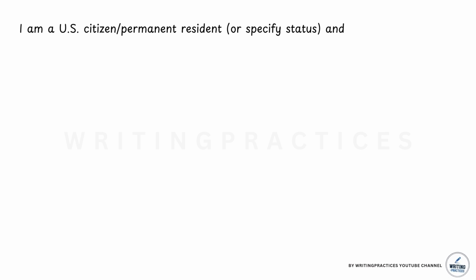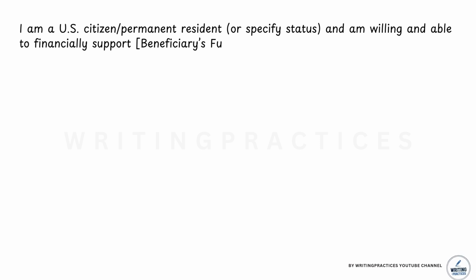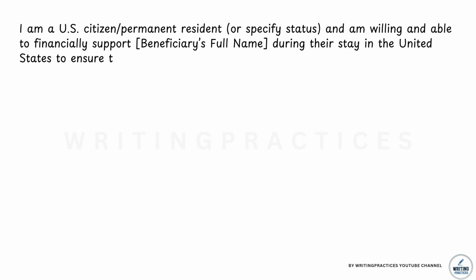Body paragraph 1. Commitment to support. In this paragraph, you affirm your ability and willingness to financially support the beneficiary. Specify your immigration status to establish your eligibility to provide this support. For example, I am a U.S. citizen or permanent resident, or specify status, and am willing and able to financially support beneficiary's full name during their stay in the United States to ensure they do not become a public charge. This statement underscores your accountability and assures the immigration authorities that the beneficiary will not rely on public resources.